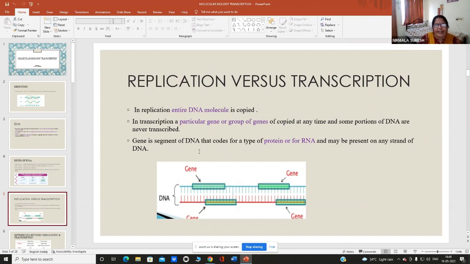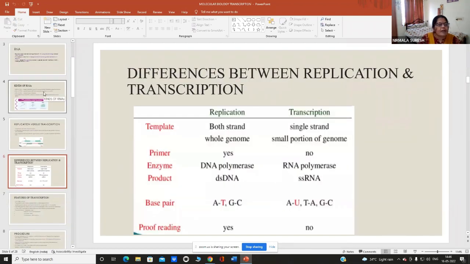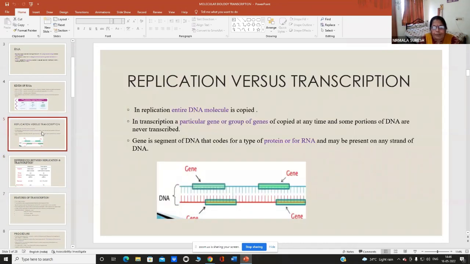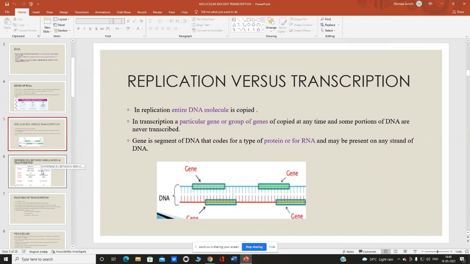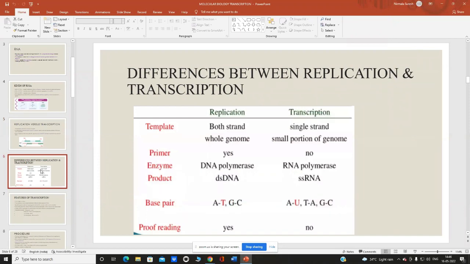A gene is a segment of DNA that codes for a type of protein or for RNA and may be present on any strand of DNA. So, one second. So let us locate the gene on DNA using color chalks. Differences between replication and transcription.